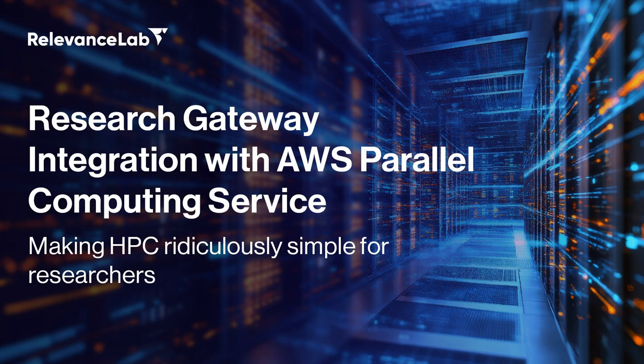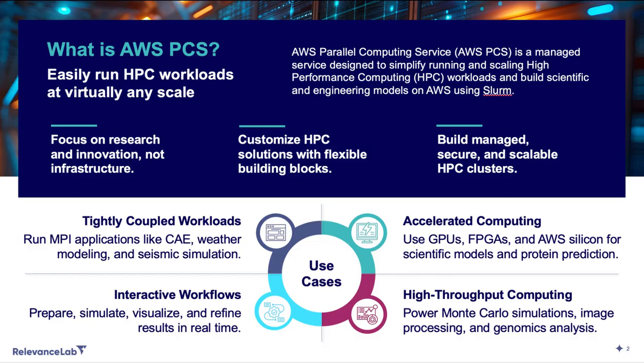Research Gateway, an enterprise-grade self-service portal for orchestrating computational resources in AWS Cloud, provides researchers access to scalable, high-performance computing with its integration of AWS Parallel Computing Service, or PCS. AWS PCS is a managed service that makes it easier for you to run and scale your high-performance computing workloads and build scientific and engineering models on AWS using Slurm.